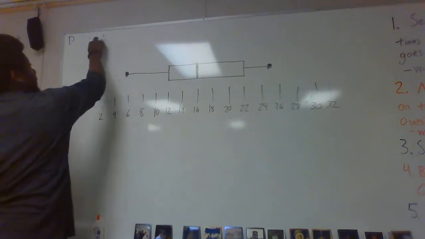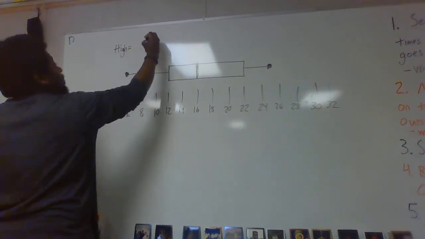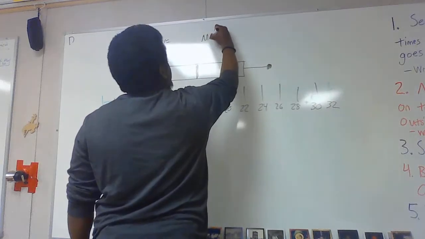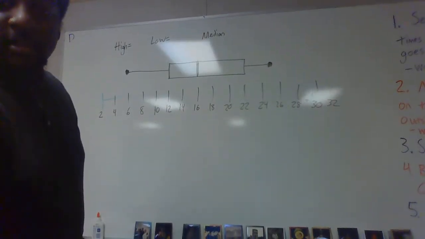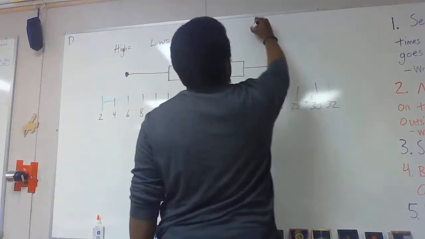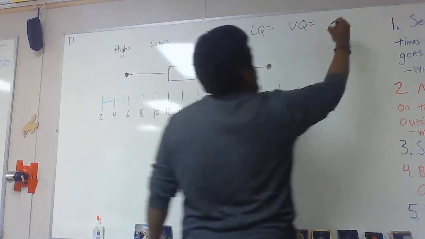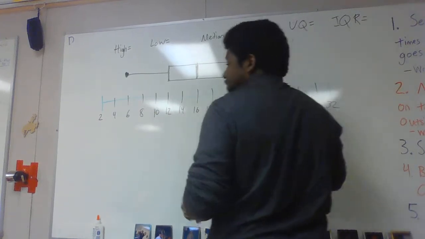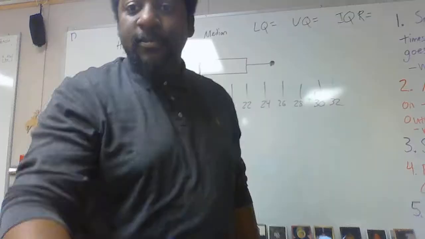The things that you can find from a box and whisker plot are your high, your low, your median, your lower quartile, your upper quartile, and your IQR. We actually find the IQR just by subtracting two things. So I'll show you that in just a second. Hold on a second. Let me pull my charger into my computer.